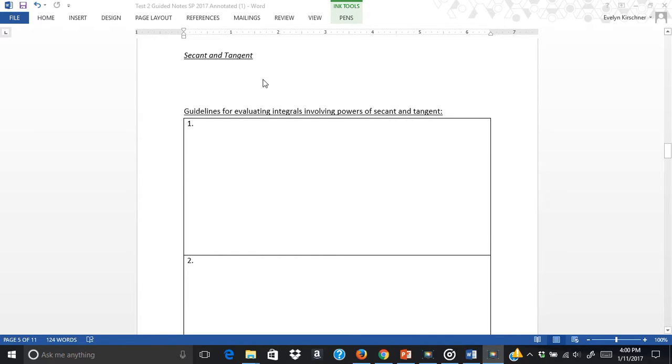We've looked at integrals of the form with sines and cosines. Now we're going to look at the ones with secants and tangents. So I have the integral of secant to the nth power of x tangent to the nth power of x dx. And I'm going to go over the guidelines.